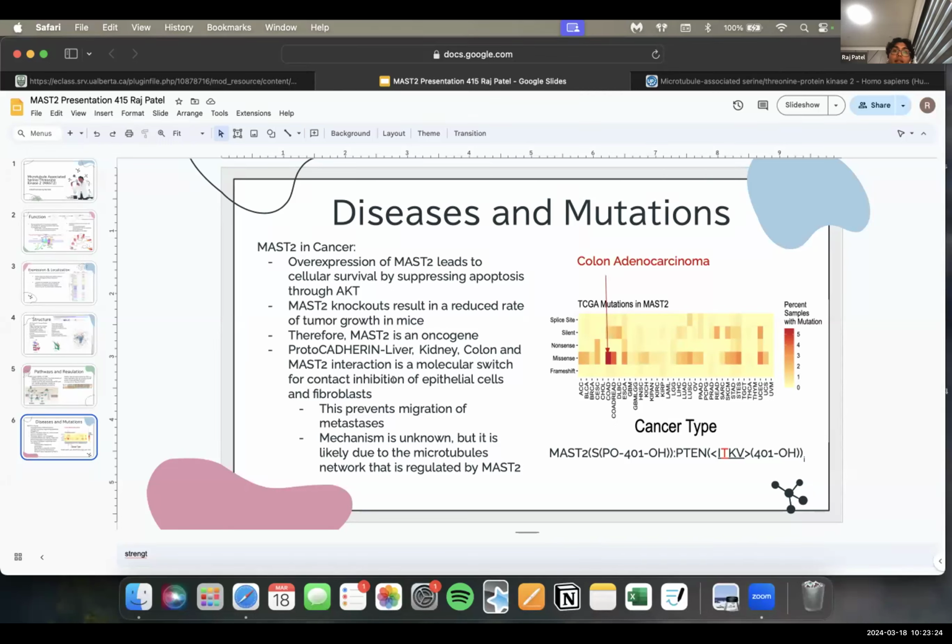Additionally, the protocadherin liver, kidney, colon, and MASP2 interaction is a key molecular switch for contact inhibition. And what that means is basically while protocadherin and MASP2 are complexed, it's going to prevent the migration of metastases. And the mechanism is currently unknown, but it's likely due to the microtubule network, which is regulated by MASP2. And this is my proposal.